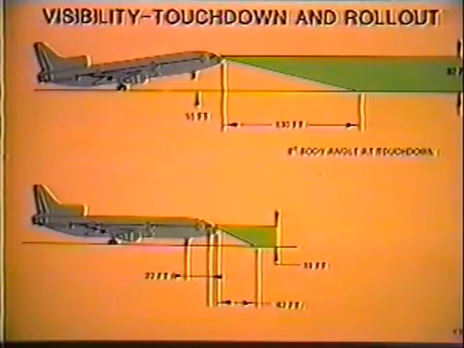At touchdown, with a body angle of 8 degrees, the pilot's eye reference will be 32 feet above the ground. The nose wheel will be 10 feet off the ground, and the first visible ground object will be 130 feet in front of the nose. During rollout and taxi, the pilot's eye reference is 19 feet above the ground and 22 feet forward of the nose gear. The nearest visible ground object will be 42 feet in front of the nose.